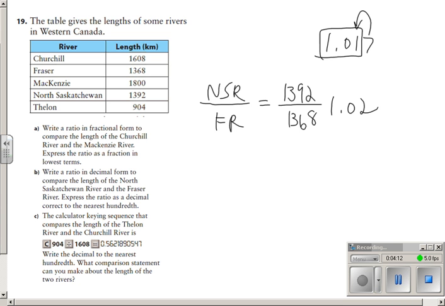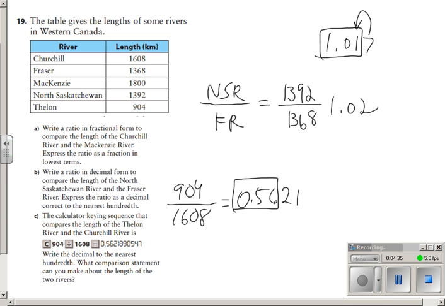Let's look at C for a second. The calculator keying sequence that compares the length of the Thalon River to the Churchill represents this. So 904 compared to 1608. And if we do that division, we get this answer, 0.5621, and so on. Write your answer to the nearest hundredth. So that would be right there. And what comparison statement can you make about the length of the 2 rivers?